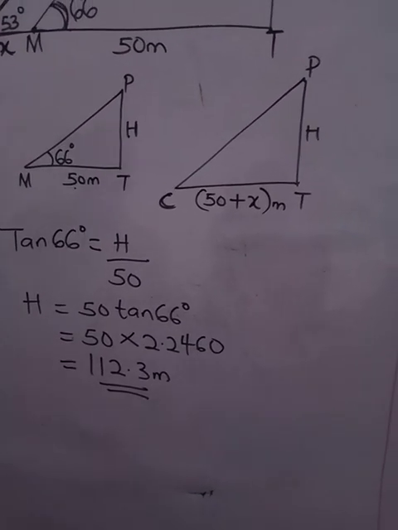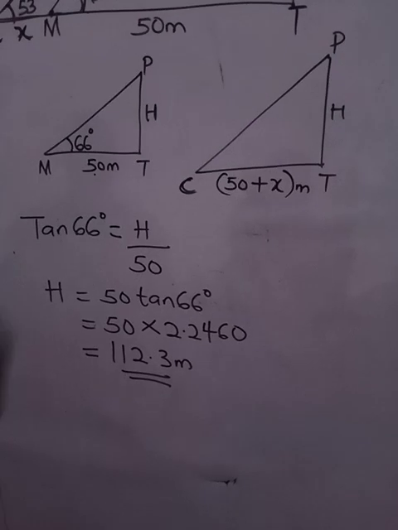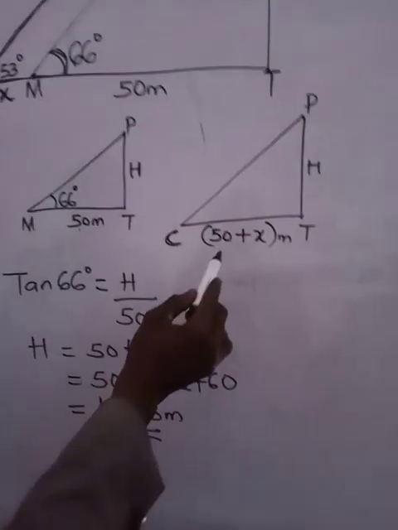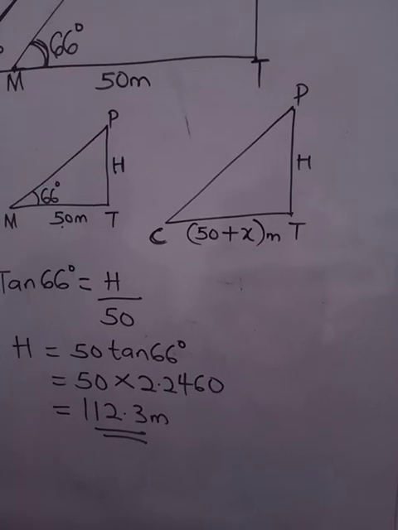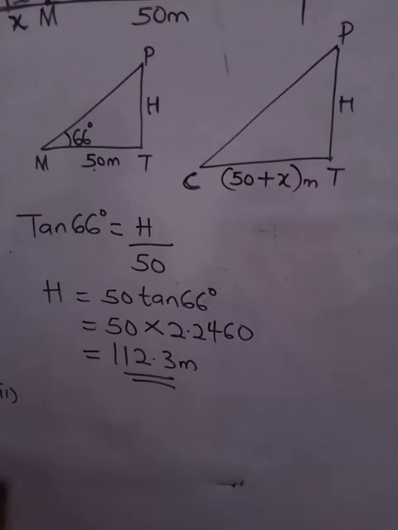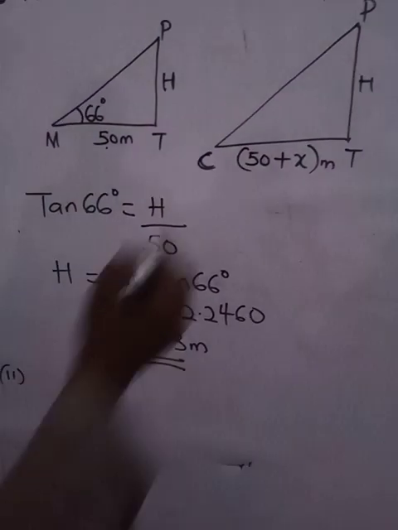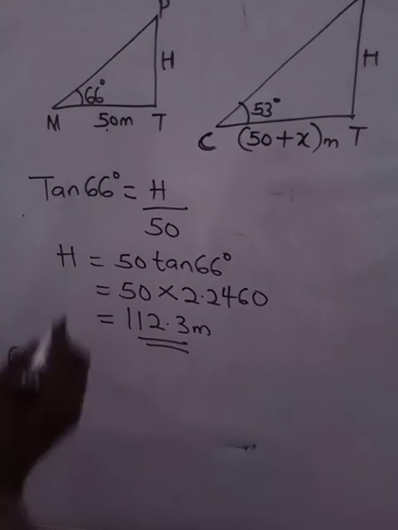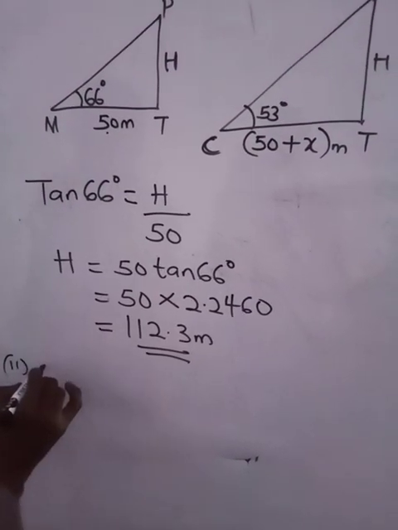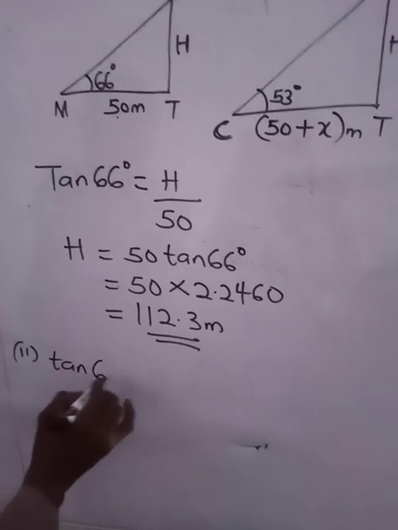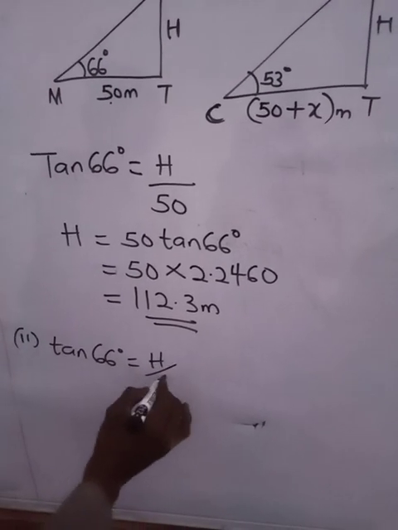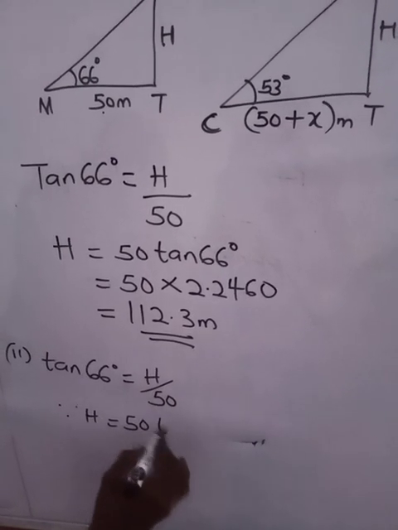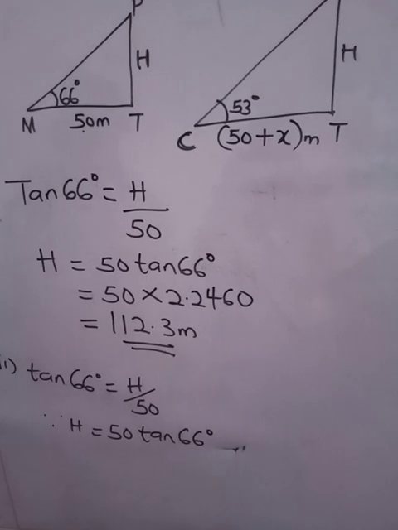Then the second one. Now we are asked to calculate the distance x. We want to get the value of x. That's distance here. So how do we do that now? So from the first one, the angle here, do not forget, is 53. From the first one, tan 66 is h over 50. And therefore, you can say h will be 50 tan 66 degrees.